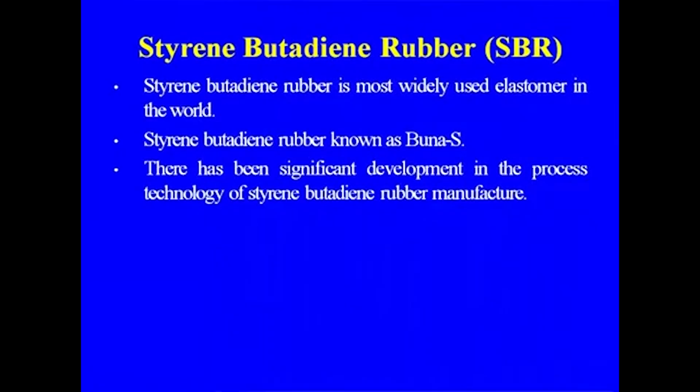Now let us discuss styrene butadiene rubber, which is one of the most widely used elastomers in the world because of its availability, and because of the flexibility in raw material, either from the molasses route or from petrochemicals. Styrene butadiene rubber is also known as Buna-S. There has been significant development in the process technology of styrene butadiene rubber manufacture.